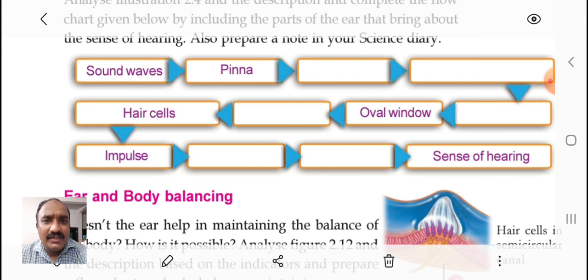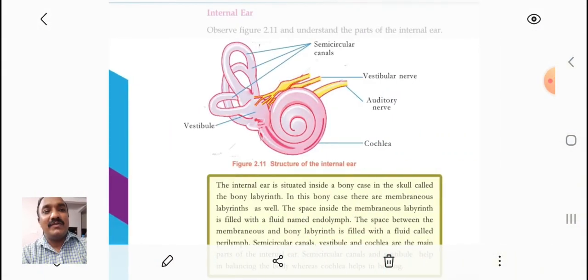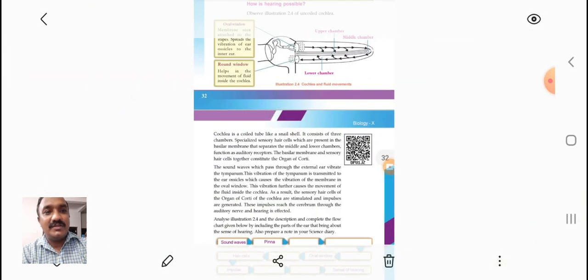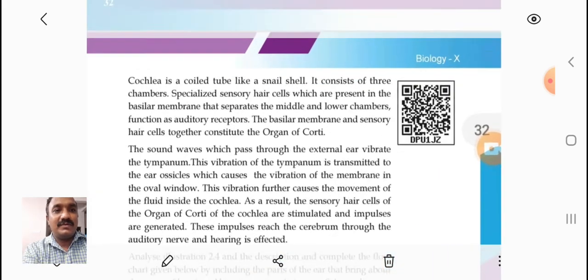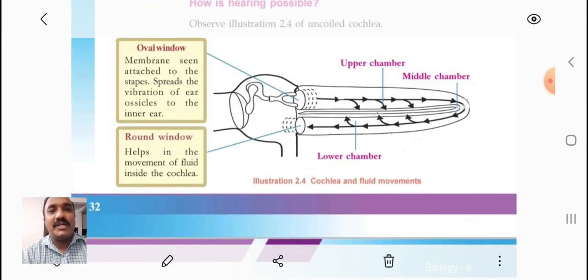I think you may have a confusion in the place where we discussed the cochlea. One minute, I will take that page, this area. Here, no need for any confusion. Just understand the outer part in this picture. That outer line, what is it made of? Bony labyrinth or bony case, made of bones. That is called the bony case.